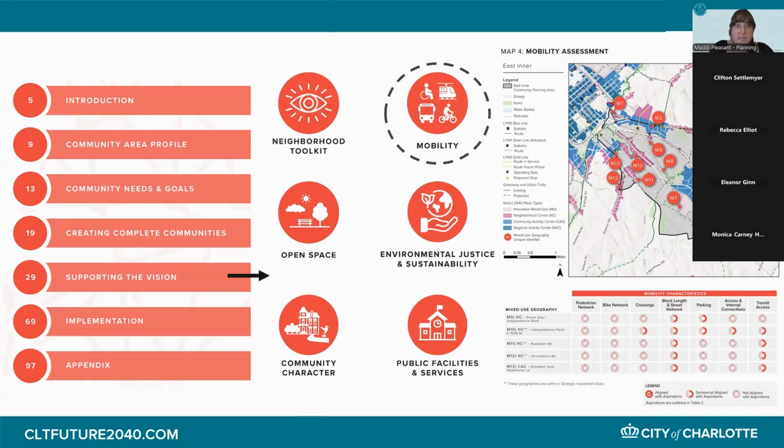Both the open space and community character chapters include similar assessments because both open space and character are important components of the place type aspirations. But for the sake of time, I'm just going to focus on this assessment and we can get into the other ones via the online documents or if anybody has questions about them once we open the floor.